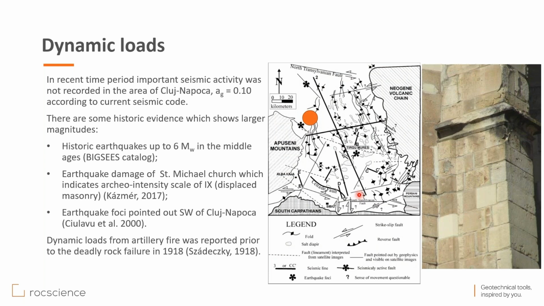Also, the literature points to an earthquake focus southwest of Cluj-Napoca. Here is Cluj, and here is the focus described by the author in the year 2000. An interesting aspect regarding the dynamic loads is that prior to the failure from 1918, artillery fire was reported during a celebration. So when you are talking about slope stability, especially for open pits, it's very important to take into account dynamic loads that have a different source compared to the seismic one.